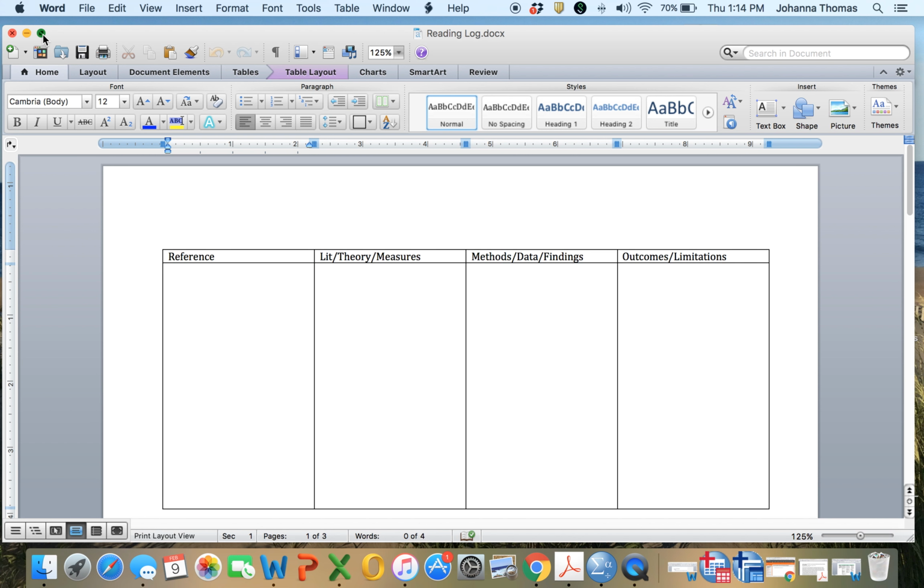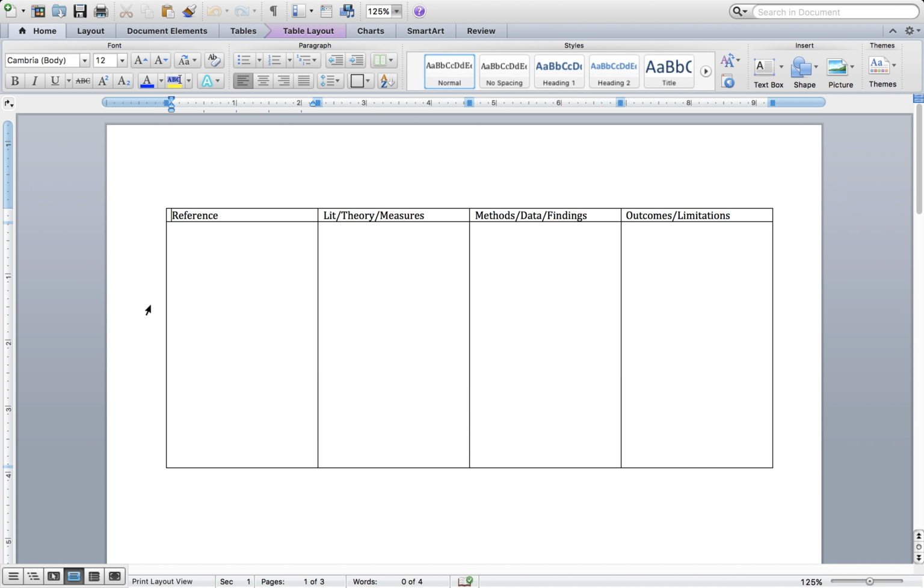So this is an idea of what a reading log looks like. You basically add in your reference. Full APA style helps create your reference page and add your references really easy. Then you're going to add information from the literature, the theory, the measures. It all kind of goes in this column. Then we have a column for methods, data, and findings. And then we have another column for outcomes and limitations.